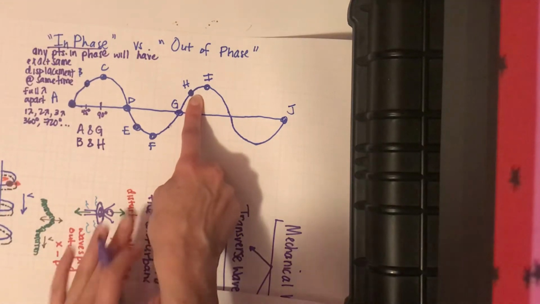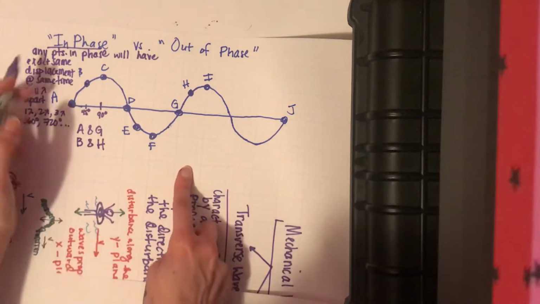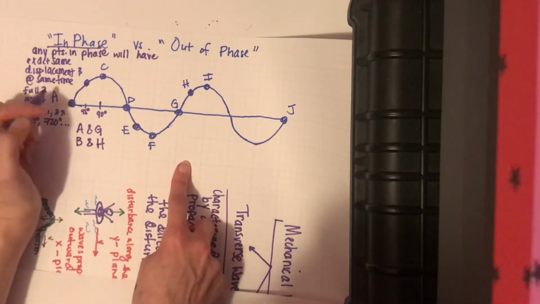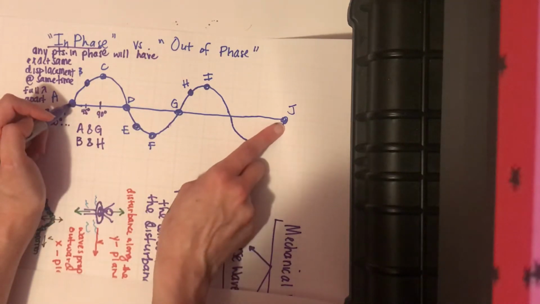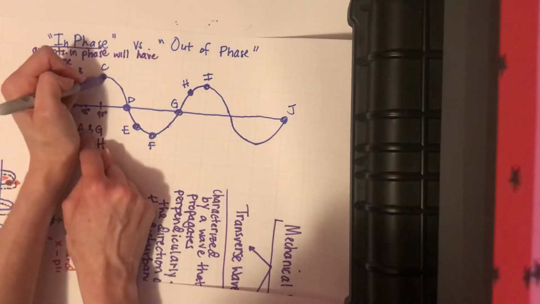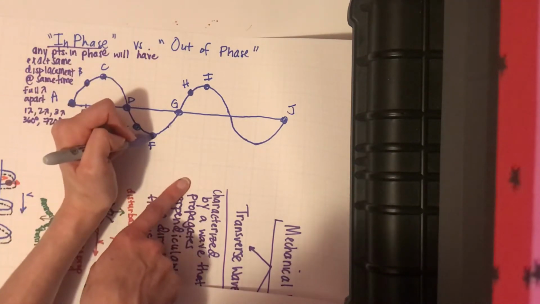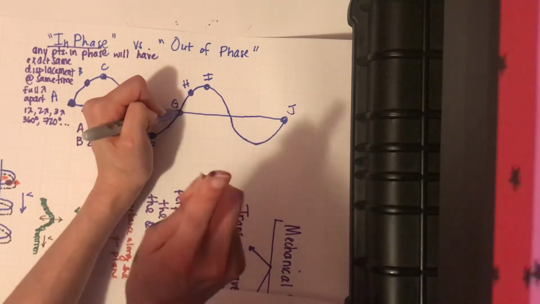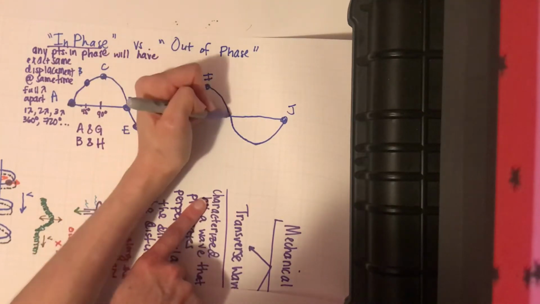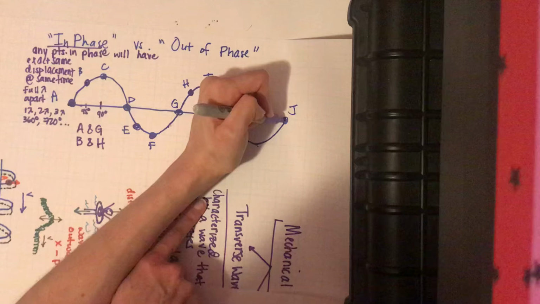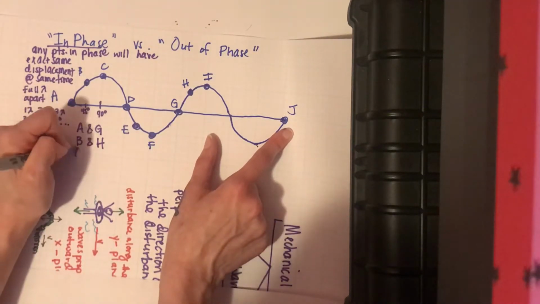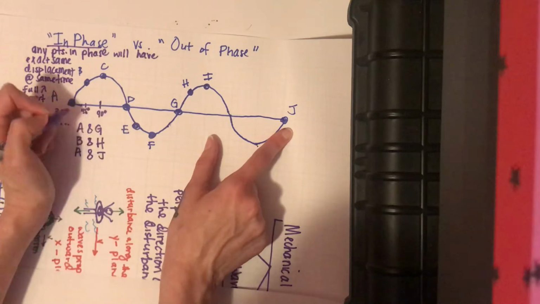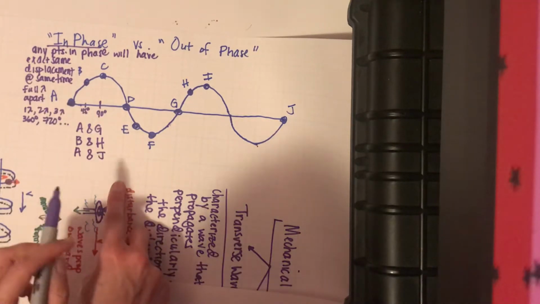B and H are in phase with each other, meaning they're going to have the exact same displacement at the same time. Okay, so by the way, we didn't check A with J, and we probably should because those might also be in phase. Well, we have 90 degrees, 180, 270, 360. That's 1 lambda. 90, 180, 270, 360, 2 lambda. That qualifies as being in phase. So we got to add A and J. Those are in phase with each other.